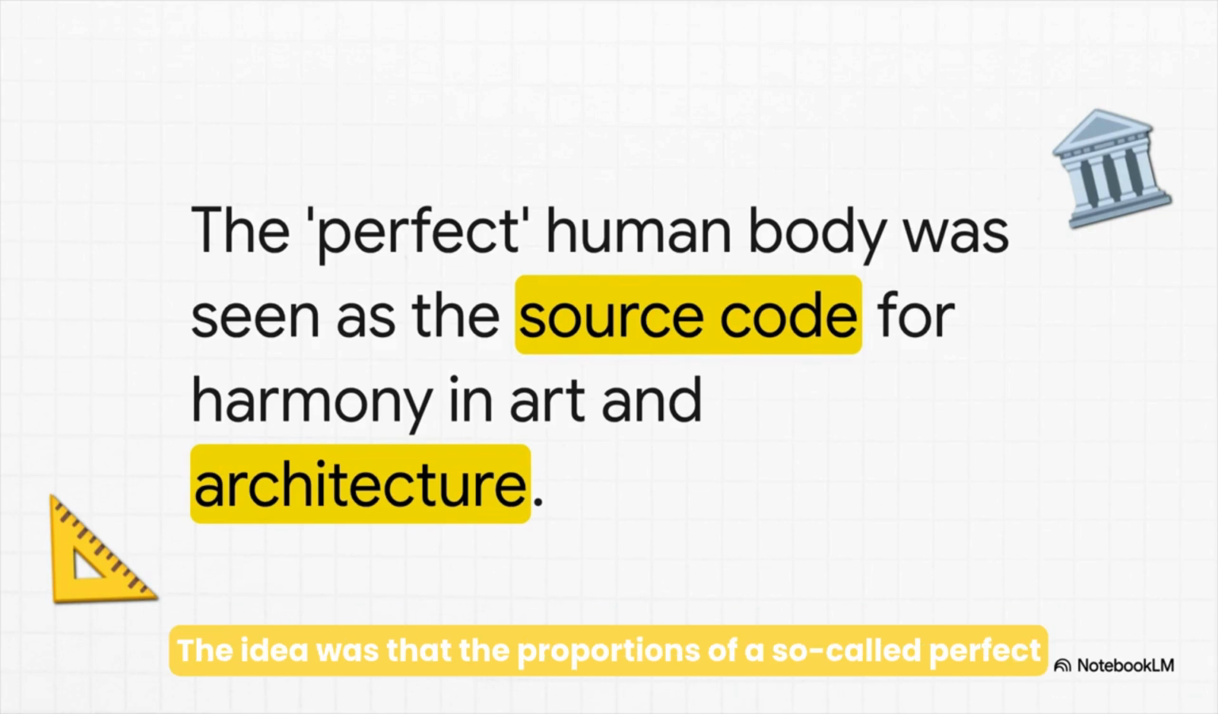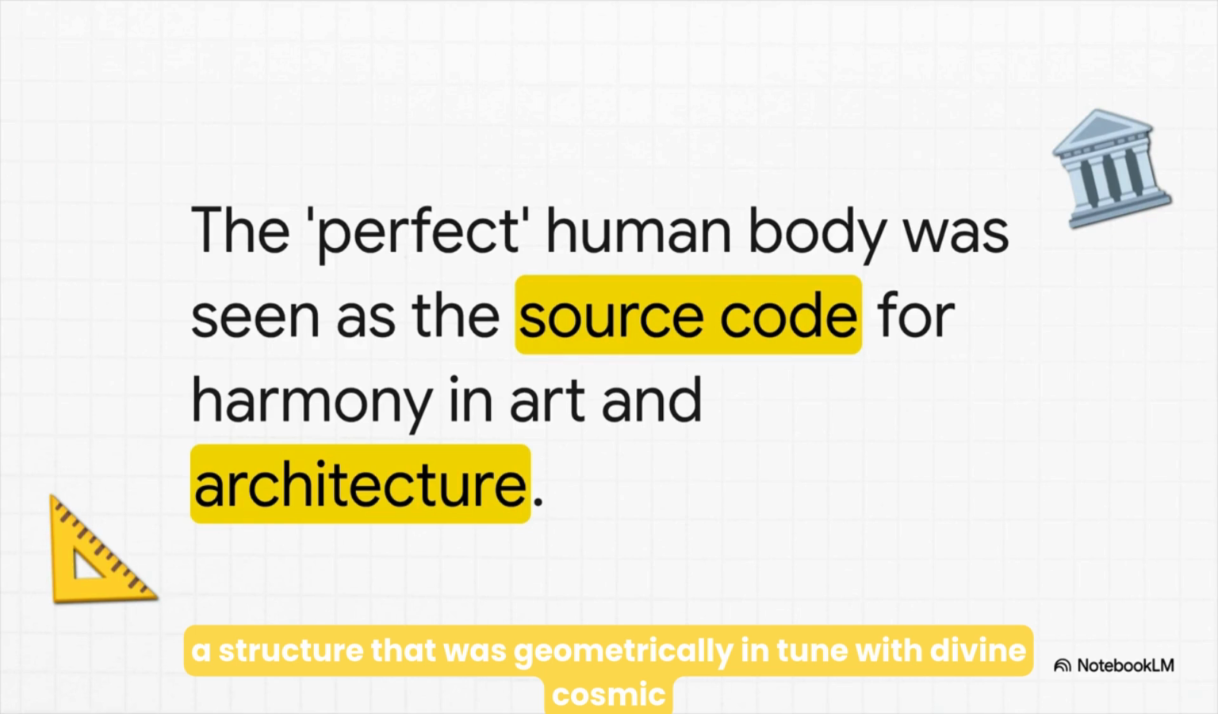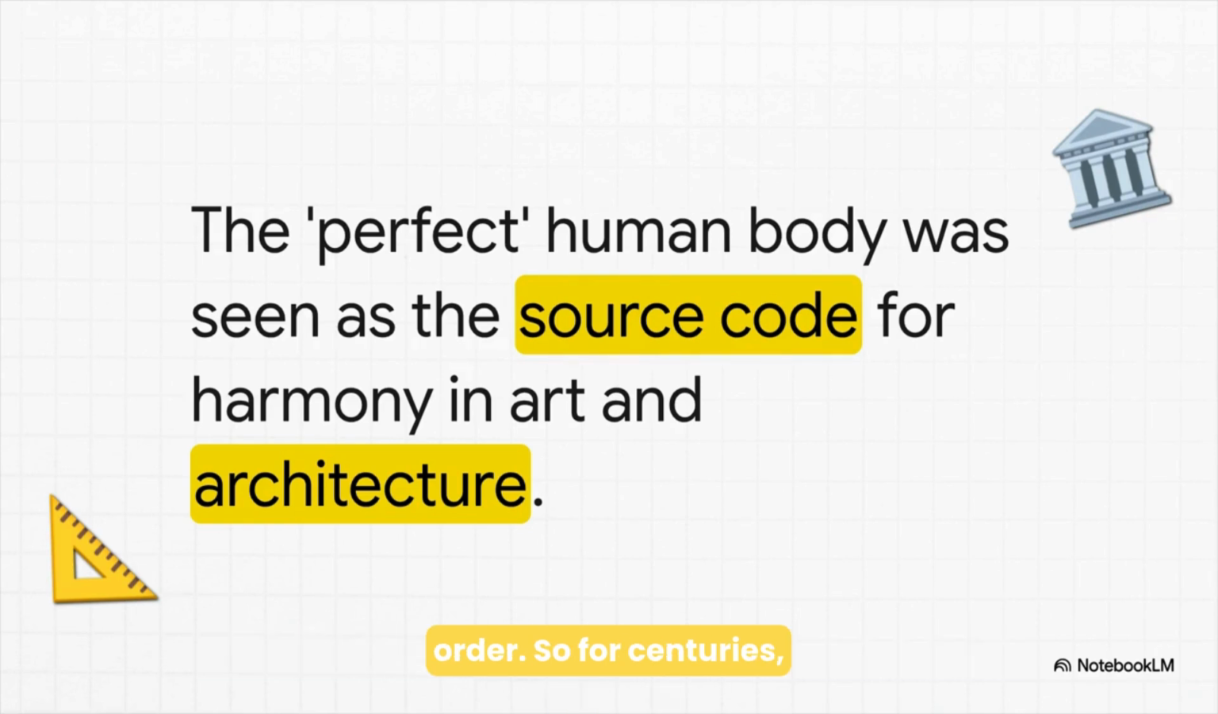And this is the absolute key takeaway here. The idea was that the proportions of a so-called perfect human body could be used as a blueprint to design a perfect building. It's like the human form was the source code for harmony. So when you built a temple, for instance, you weren't just trying to make it look nice. You were trying to create a sacred vessel, a structure that was geometrically in tune with divine, cosmic order.